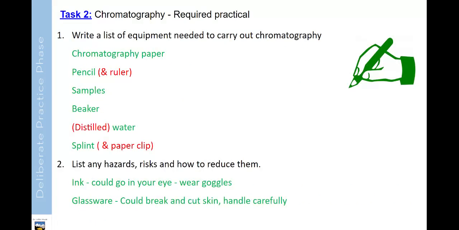Okay, so green pen as follows. So the list of equipment, the answers in red are optional, you don't have to include them. The hazards were, a hazard is the ink, the risk is it could go in your eye, to reduce it you should wear goggles. Another hazard was the glassware, the risk is that it could break and cut your skin. To reduce that, you should handle it carefully, don't leave it on the edge of a table, and so on.